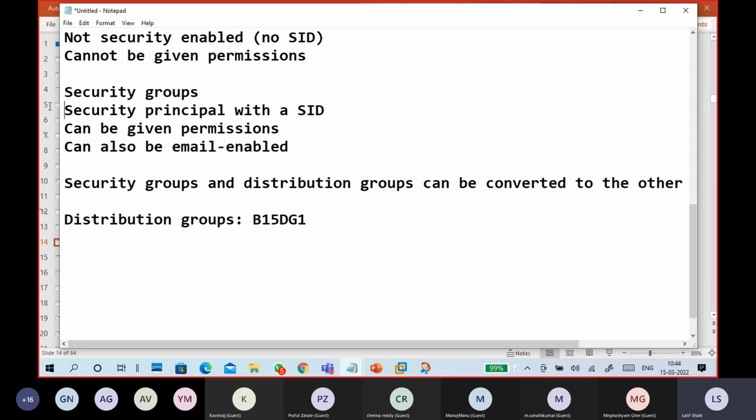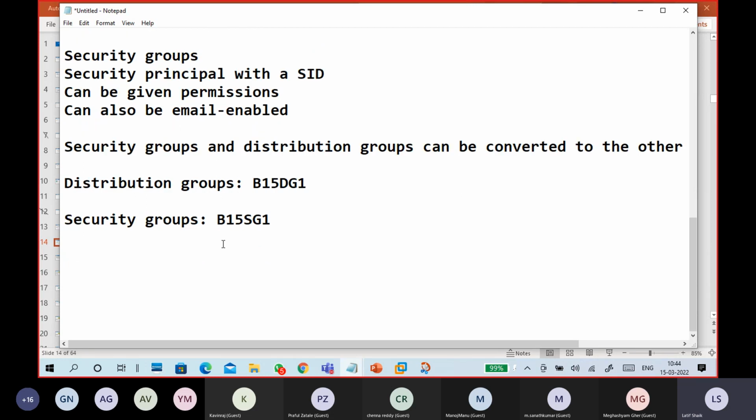Next, I'm going to create a security group. The starting must be similar, so it's easy to search. A lot of groups are there, so you can't search a single name here. This is for easy search purposes. Usually I use a Z or a Q or some unique thing, sometimes B also. So here it is, this is the group and this is the group.